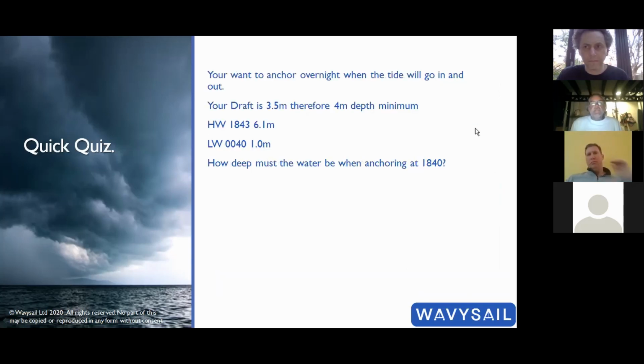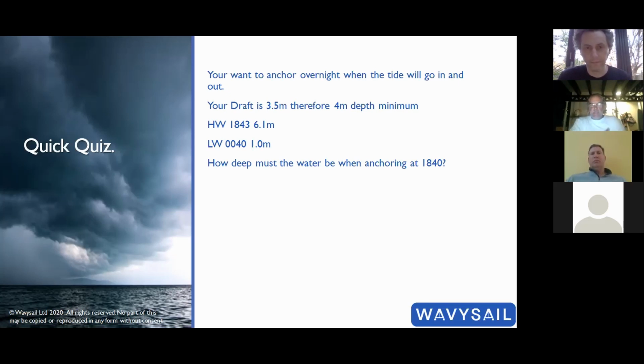So let's try another one. You want to anchor overnight when the tide will go in and out. Okay? Your draft is 3.5 meters. So you need a minimum of 4 meters of depth. Okay? Your high water is at 1843 at 6.1 meters. Your low water is at 0040, so just gone midnight, and it's only 1 meter deep. How deep must the water be when anchoring?